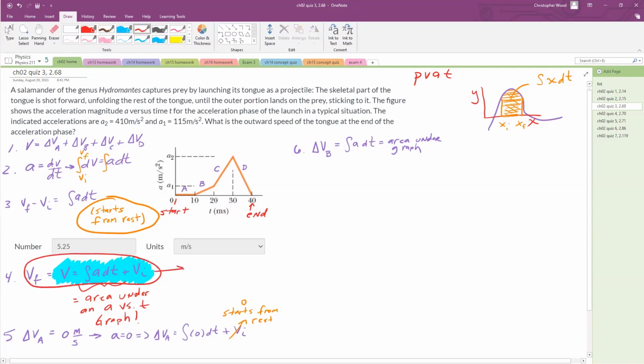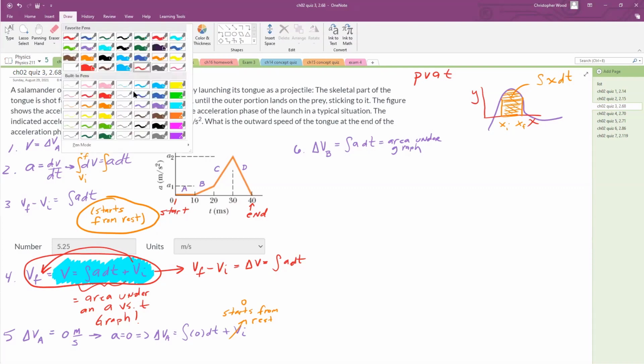So I'm going to go back and write it like this: V final minus V initial. That equals delta V. You guys know delta means change in, final minus initial. So I'm going to go back to this notation. Delta V is the integral of A dt, because all I did here was move this over here, just to be a little bit more pure.